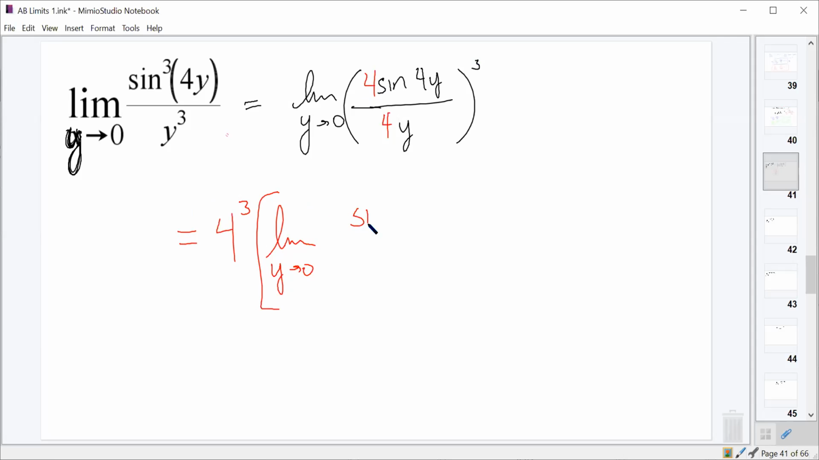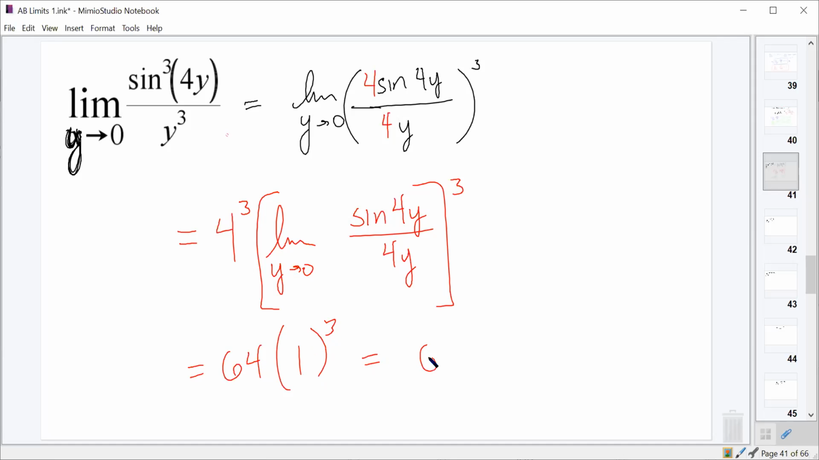And now, one of our rules said, if you have an exponent around everything inside the limit, you can take that exponent and put it outside of the limit itself. And 4 cubed is 64. The limit as y approaches 0 of sine 4y over 4y is just 1. So 64 times 1 cubed is 64. Good or no?